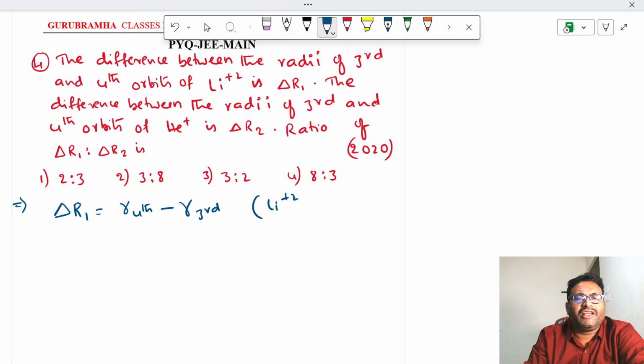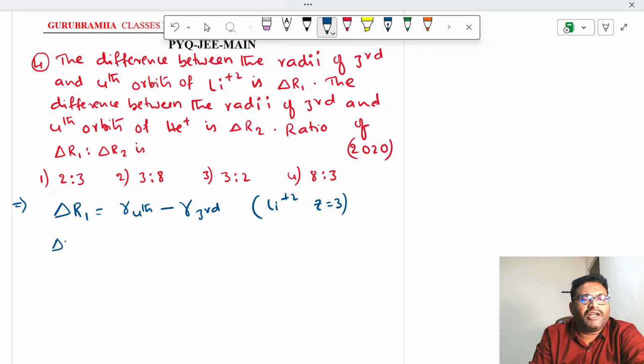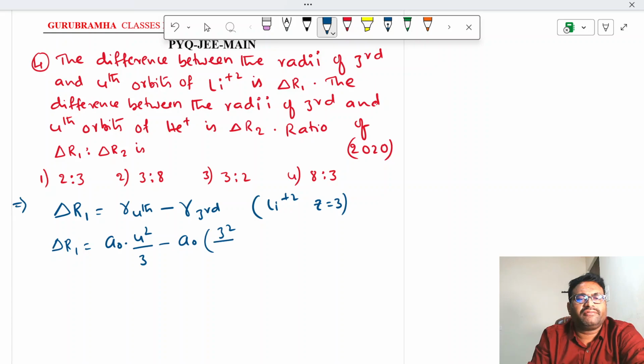So for Li, Z is equal to 3, right? So delta R1 will be, for the fourth orbit, A0 into 4 square by 3, minus A0 into third orbit, 3 square by 3. That is equal to A0 into 16 by 3 minus A0 into 9 by 3.